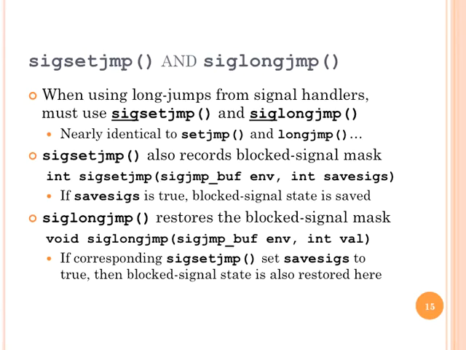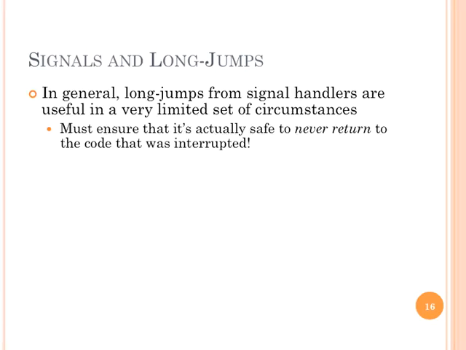And so when you set up signal handlers, if you ever need to longjmp out of them, you don't use setjmp and longjmp. You use sigsetjmp and siglongjmp because of these signal bit masks that you have to be aware of. And like I say, this is an extremely limited scenario in which you might ever do this kind of thing.